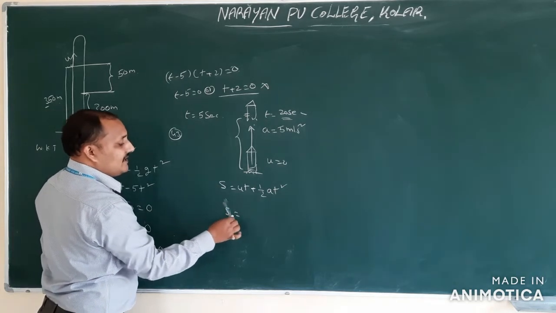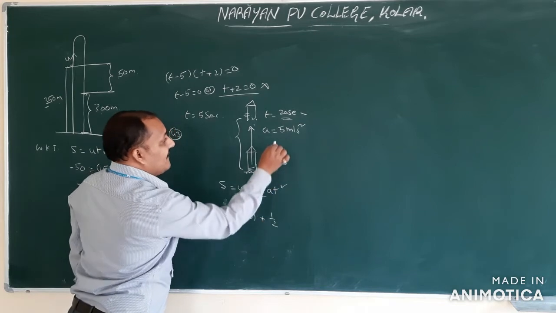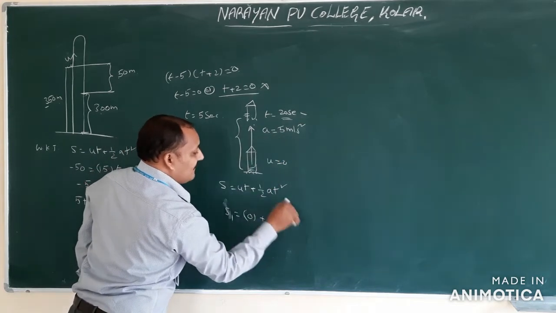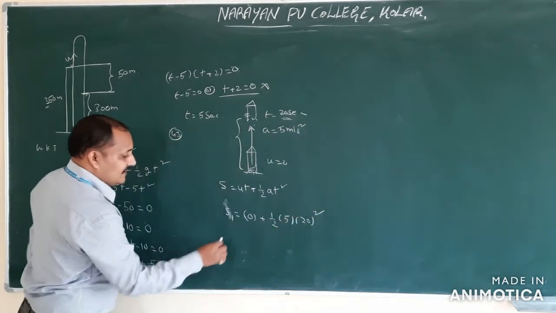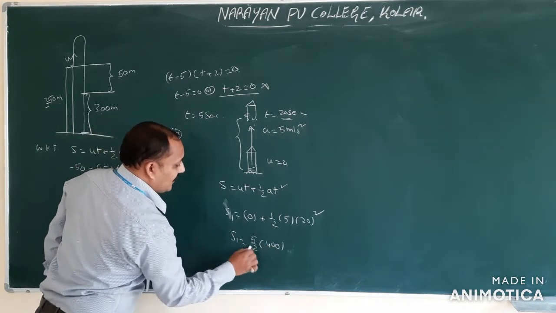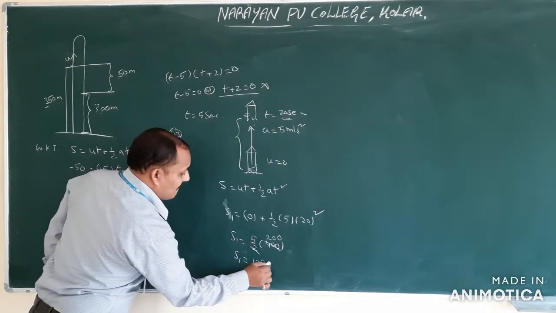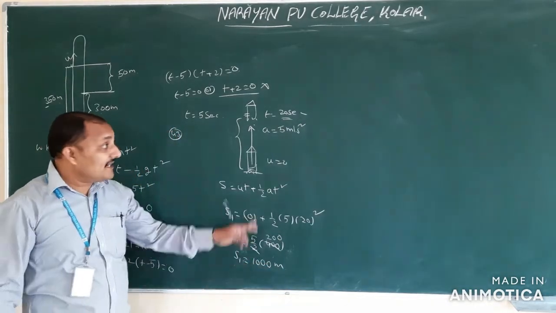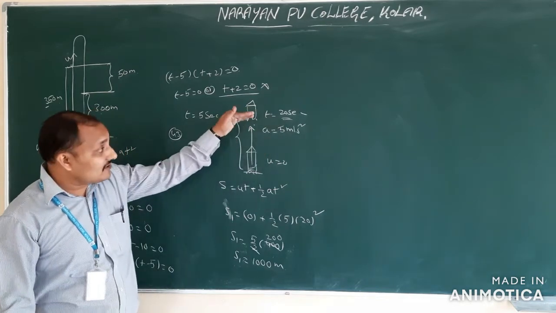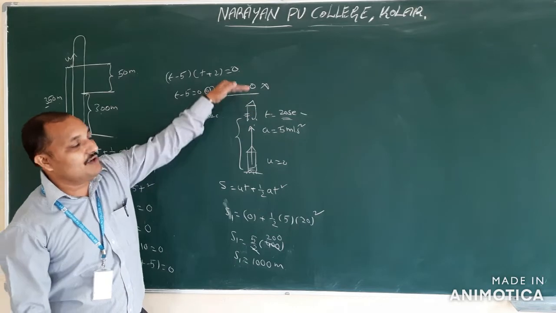S1 is equal to u value 0 plus half of a value 5 times t square, so 20 square. S1 is equal to 5 by 2 into 400. How much? S1 is equal to 1000 meters. This 1000 meters is in 20 seconds. After 20 seconds it is still going upwards. After the engine stops, it won't come downwards. Still it is going upwards.